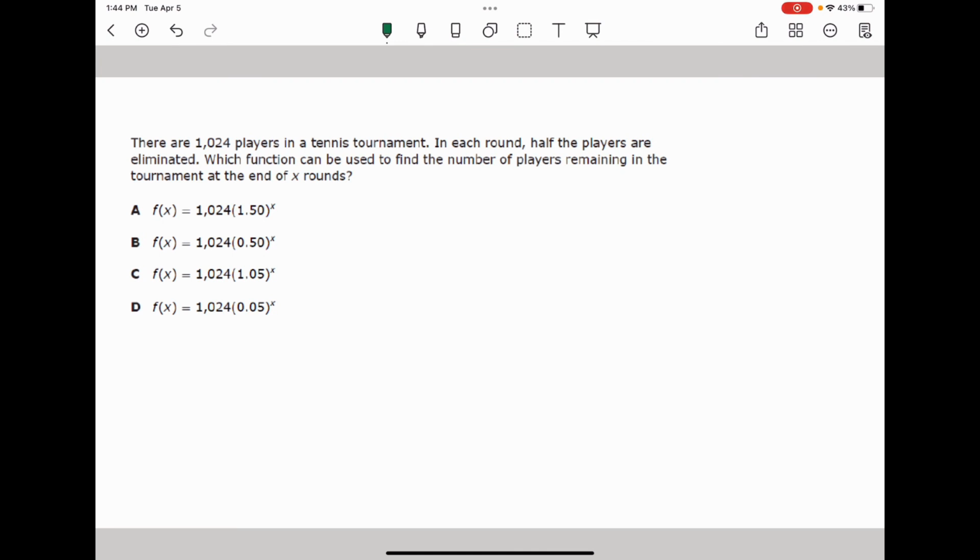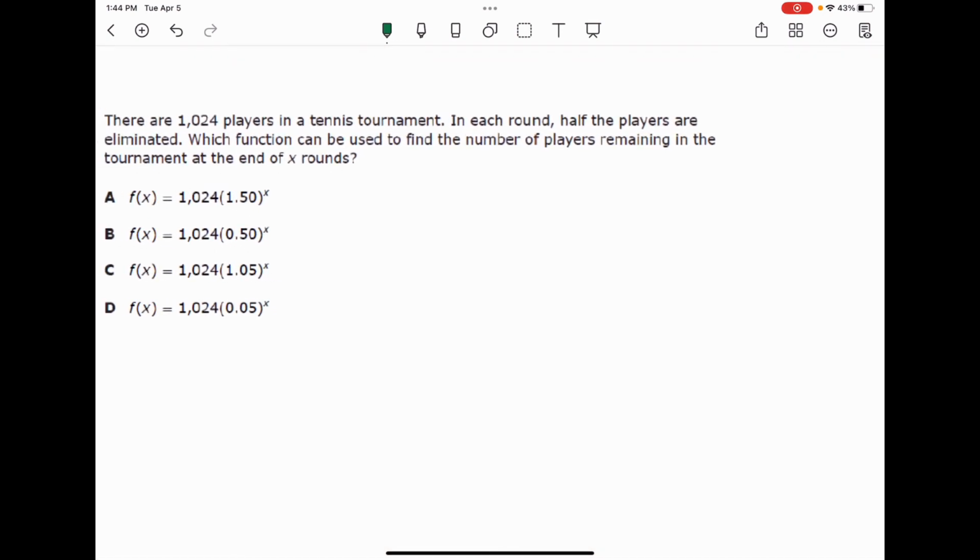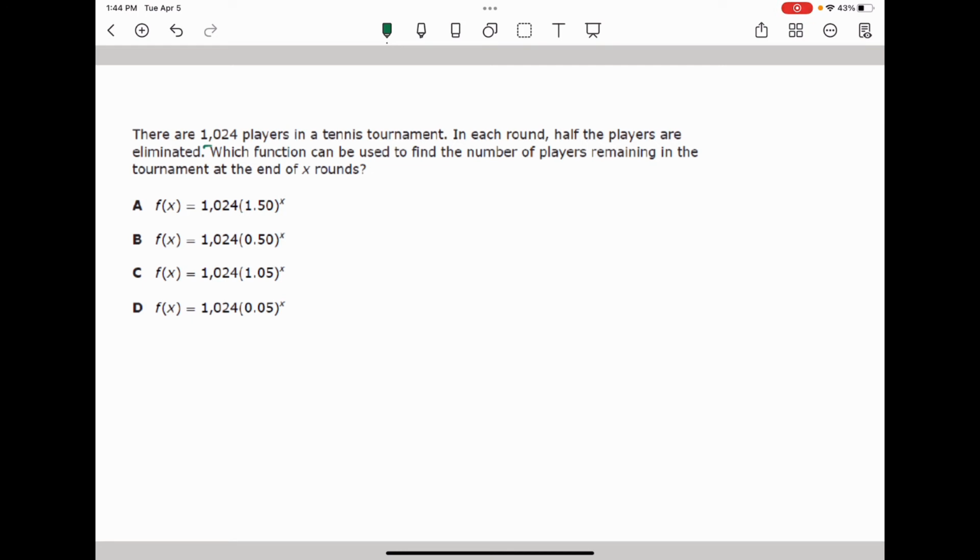So this says there are 1,024 players in a tennis tournament. In each round, half the players are eliminated. Which function can be used to find the number of players remaining at the end of x rounds? So remember, we have our equation y equals a times b to the x. Because I don't have any percentages, I can use this form.